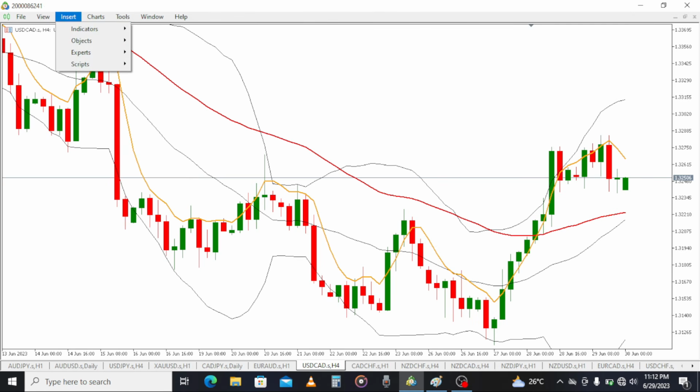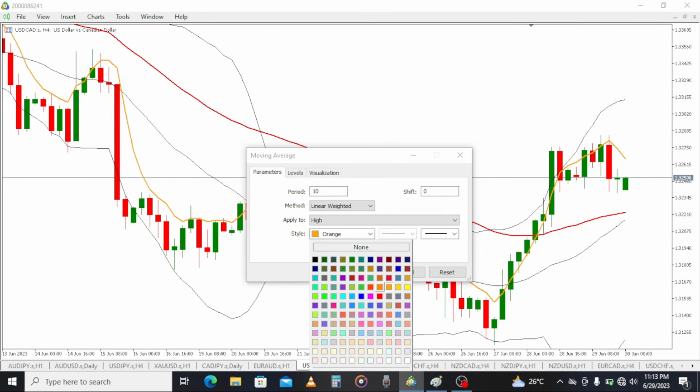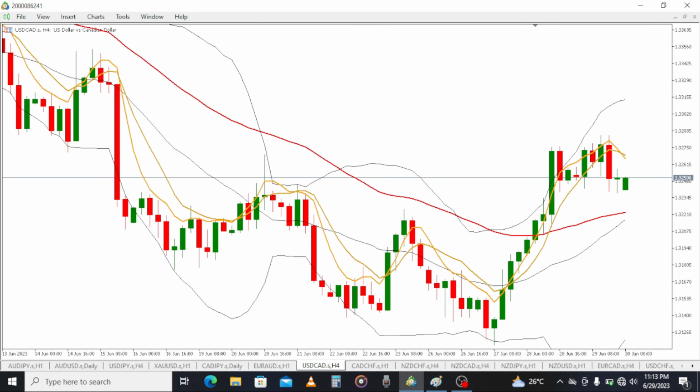Now we add our second moving average. Then we change our period from 5 to 10. Same method, apply to high, and we change our color to a darker orange, so we'll be able to differentiate the 5 high and the 10 high. So here we have a darker orange like color. Now the light one is the 5 high and the darker one is the 10 high.